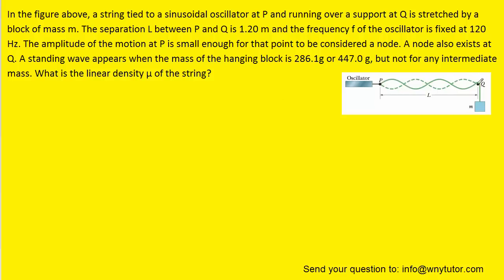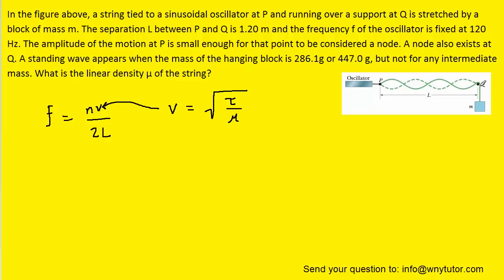Since the string is fixed at both ends, we know that the resonant frequencies can be represented by the following equation. For the speed of the wave on the string, we know the following equation also holds. We have the square root of the tension in the string divided by the linear density of the string, which is indeed what we're looking for.